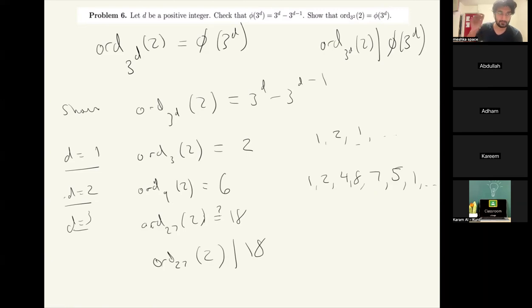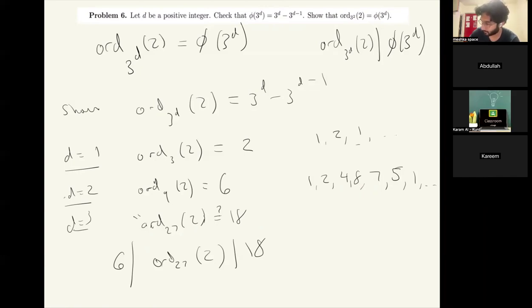The order must be a multiple of 6. Okay, so why is it a multiple of 6? So you're claiming it's a multiple of 6, but why? Because 2 to the order of this number is congruent to 1 mod 27, and so it will be congruent to 1 mod 9 as well. Great.